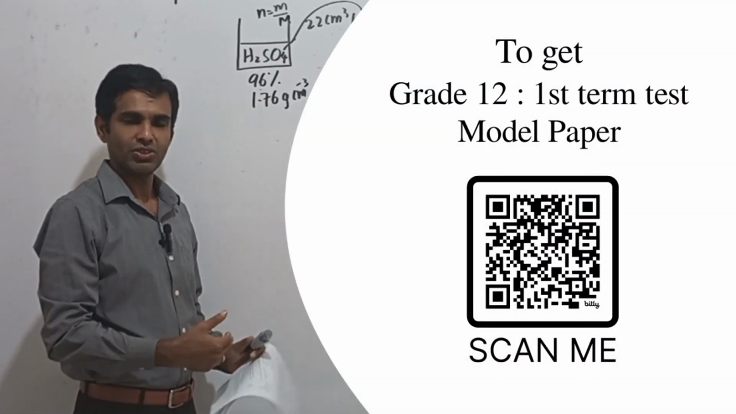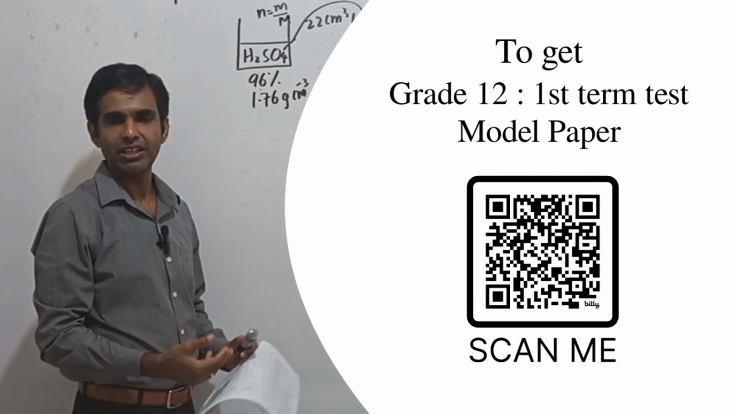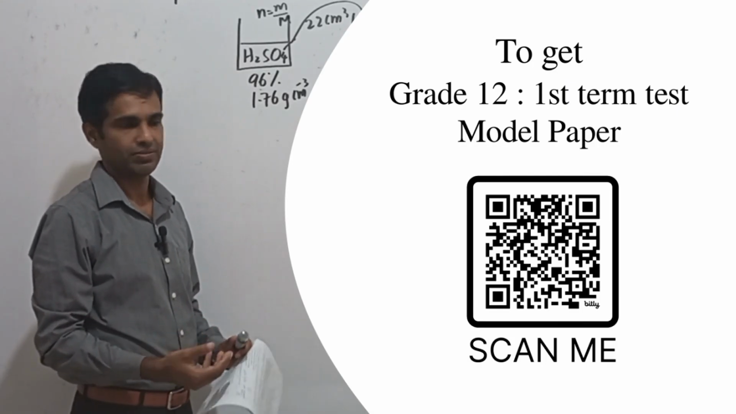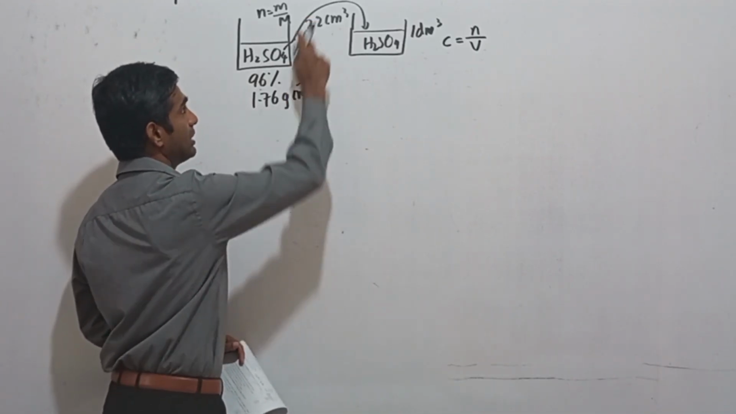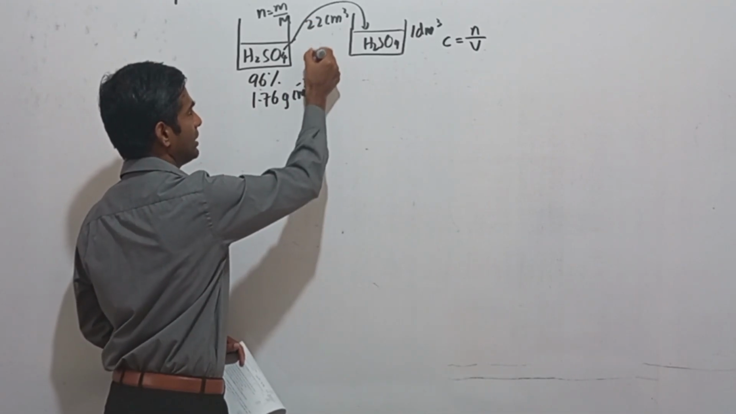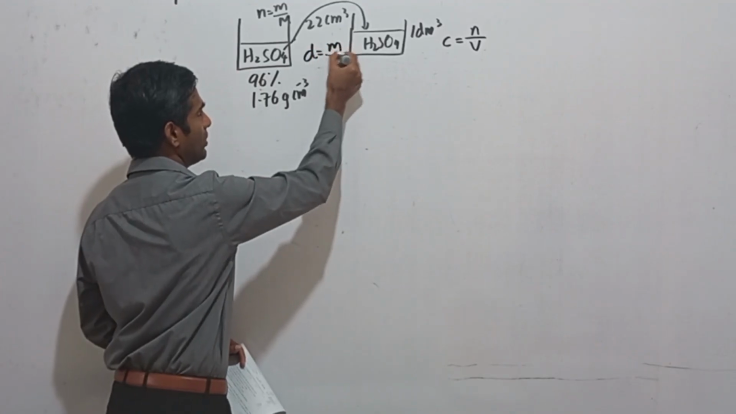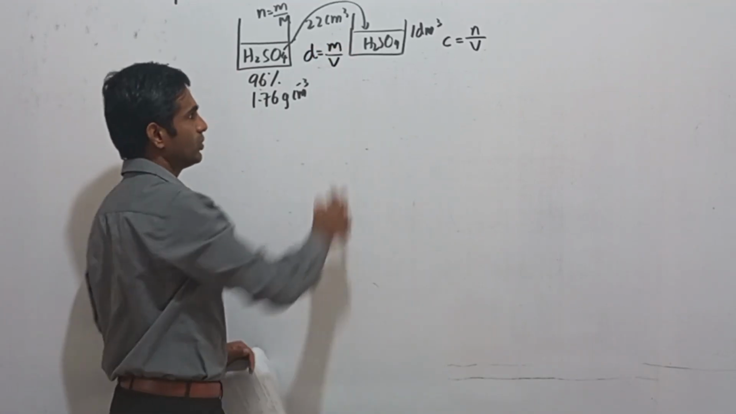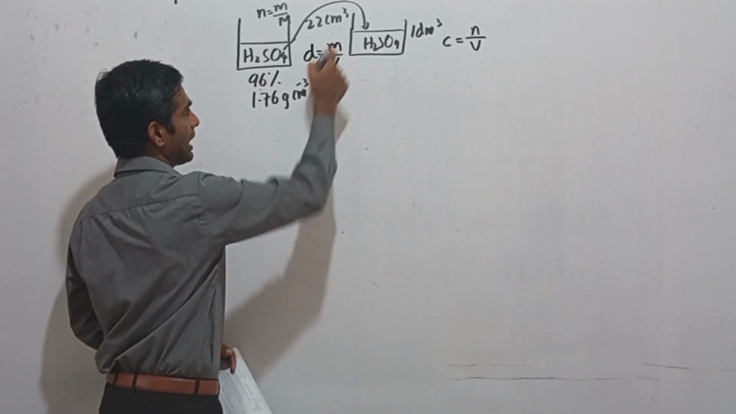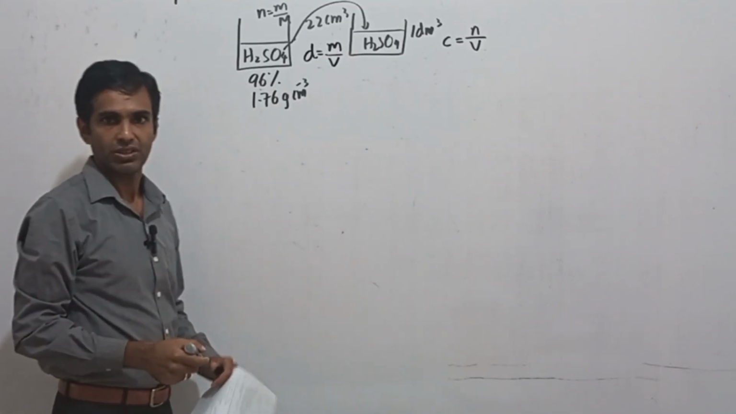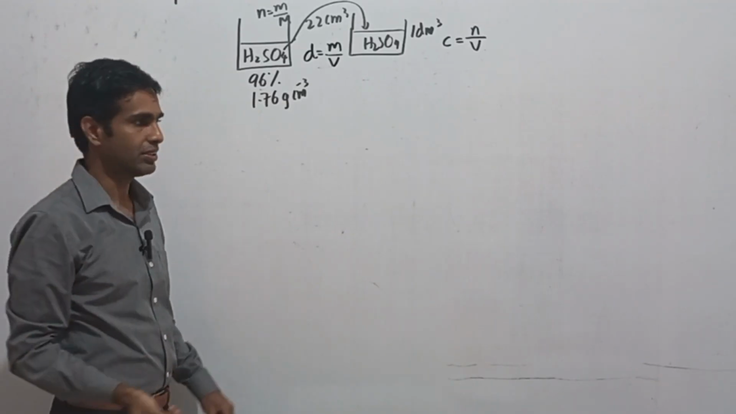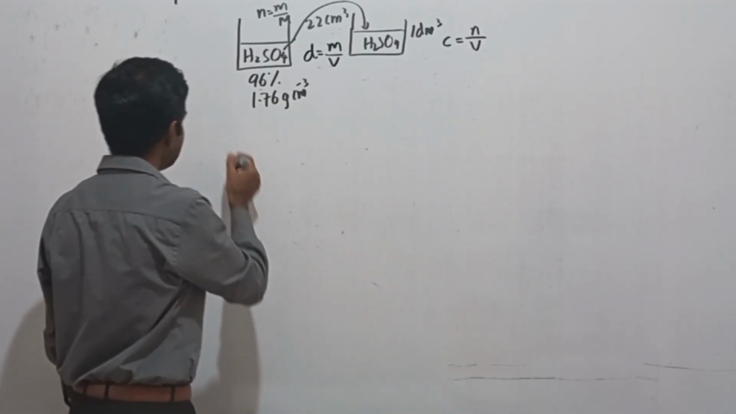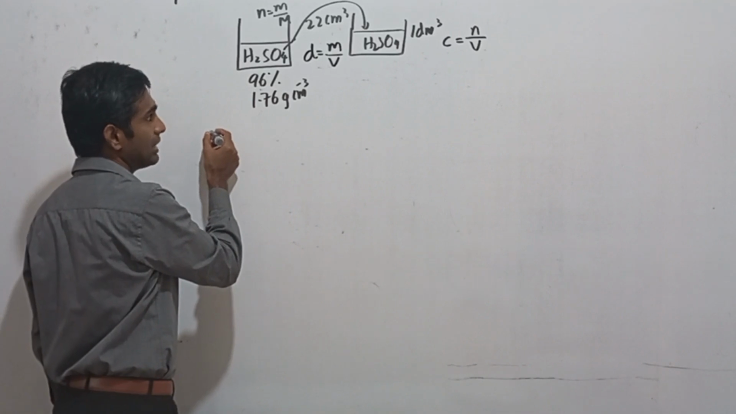Therefore, now the question is how to calculate total mass of the solution. We know the density and the volume of the solution. Therefore, we can use the formula density is mass over volume. Using that formula, we can calculate the total mass of the solution taken from the concentrated solution. Therefore, let's start the calculation from that point.